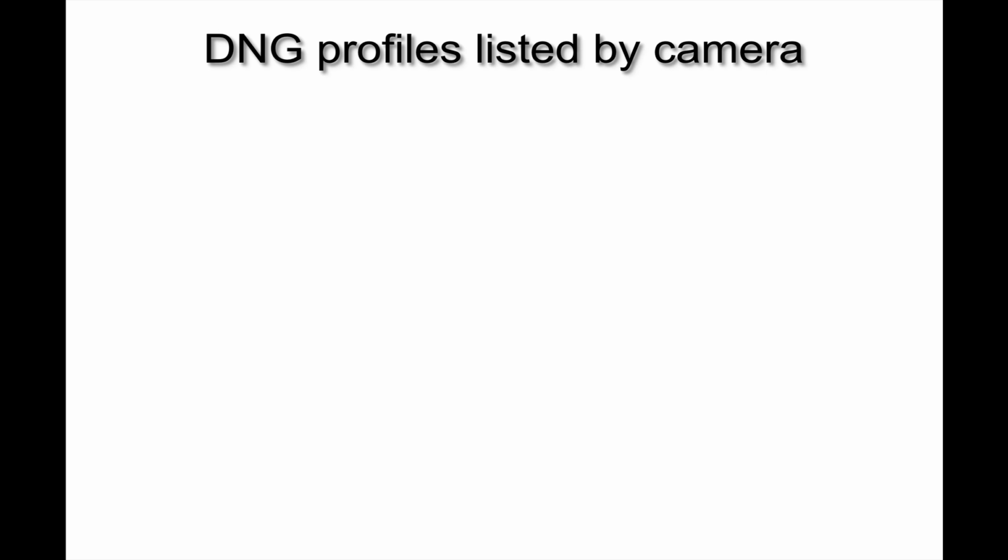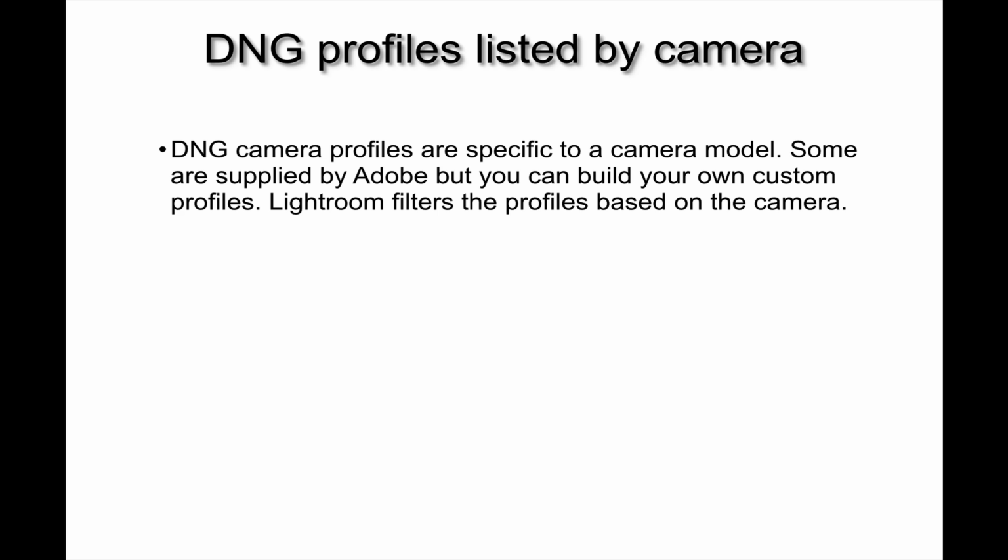Keep in mind that the DNG camera profiles that you build are camera specific and they're listed as such. So if you have more than one camera type, for example, like me, I have a 5D and a 5D Mark II, the profiles that I build for the 5D Mark II will only show up when I click on images that were shot with that particular camera.